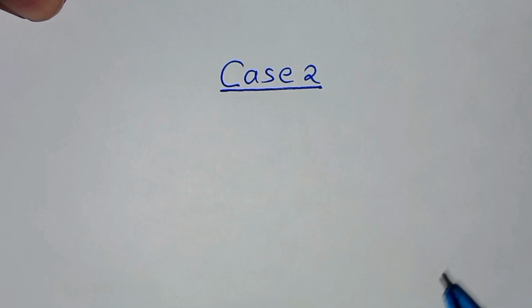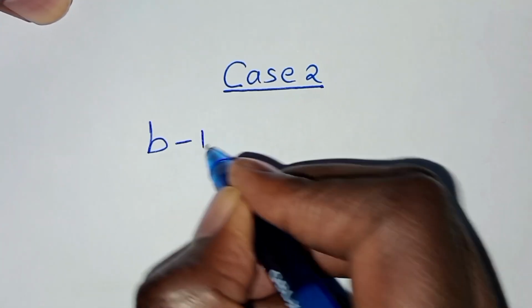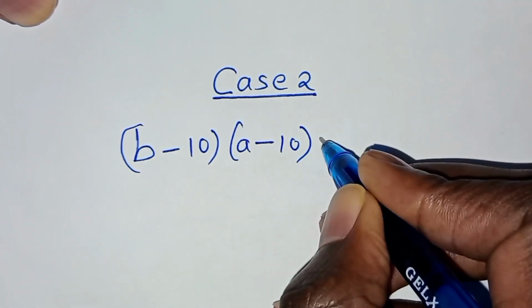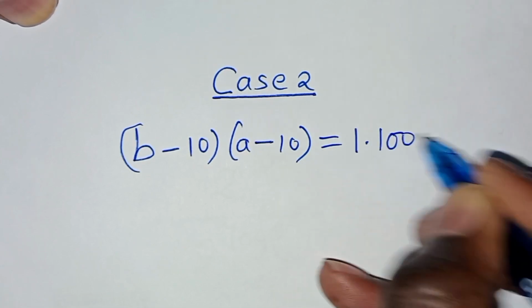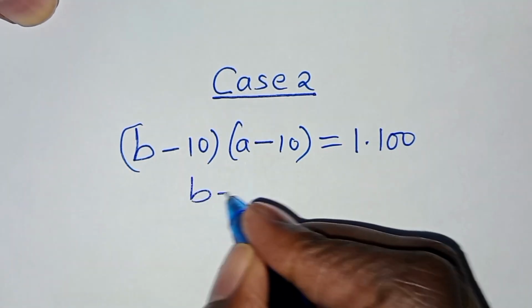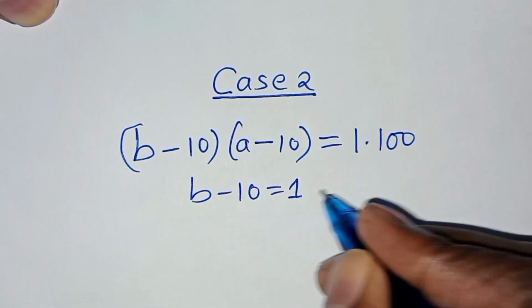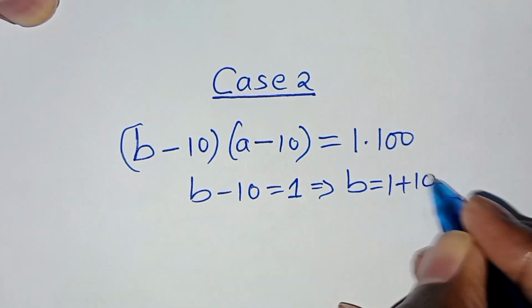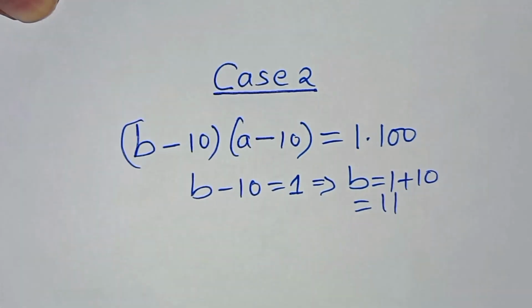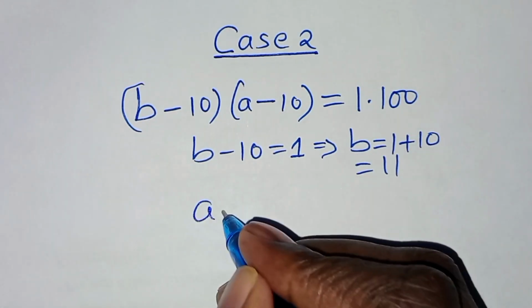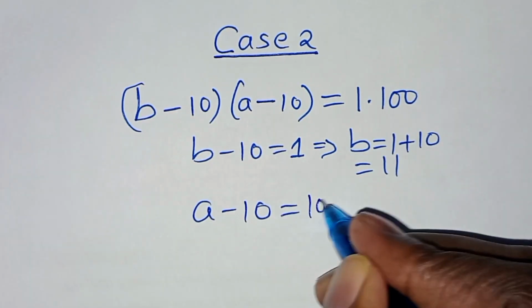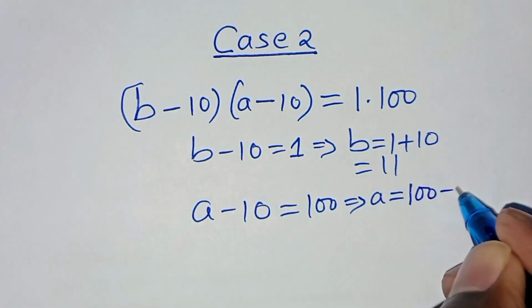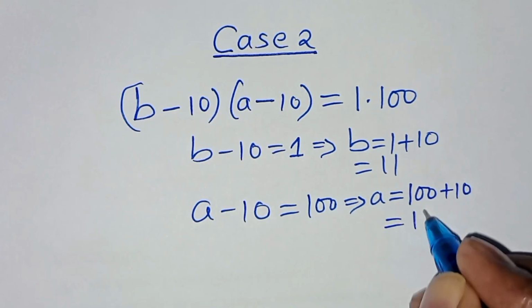Now let's proceed to case 2 here, which is b minus 10 and a minus 10, equal to 1 times 100. So this implies b minus 10 is equal to 1, and this implies that b is equal to 1 plus 10, and this is equal to 11. And we have that a minus 10 is equal to 100, and this implies that a will be equal to 100 plus 10, and this is equal to 110.